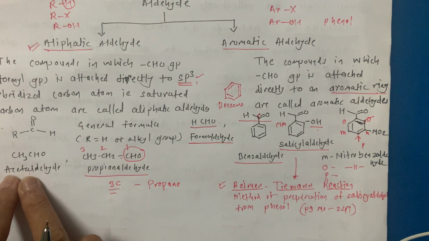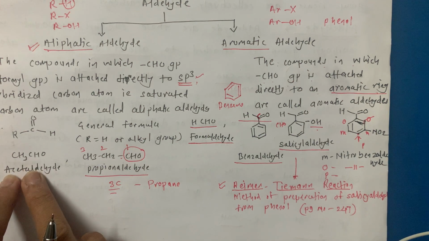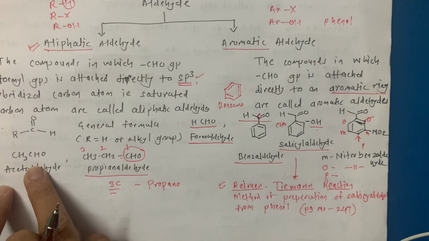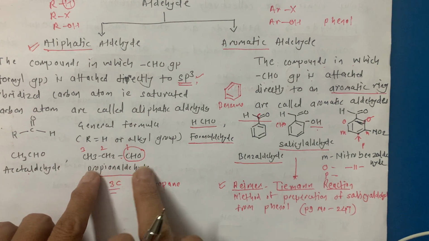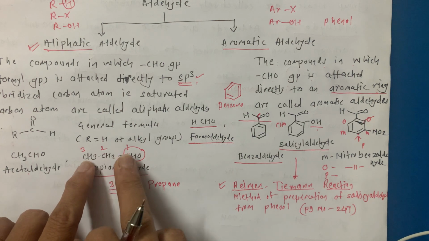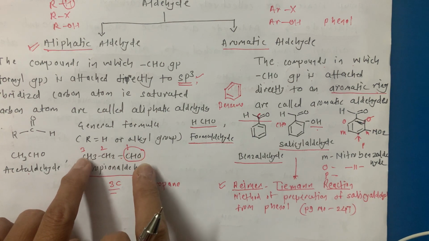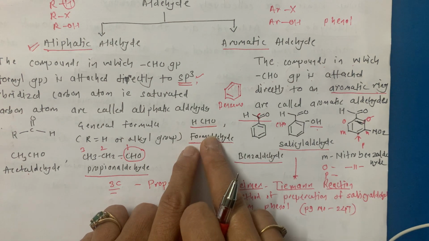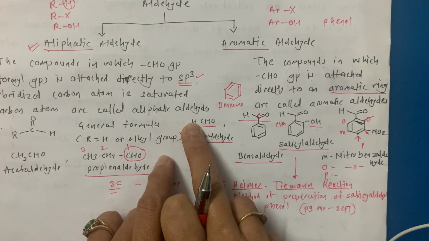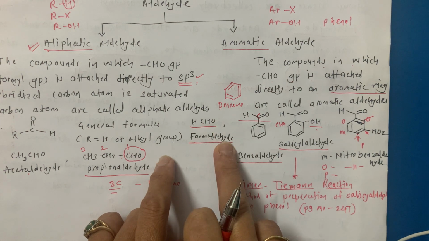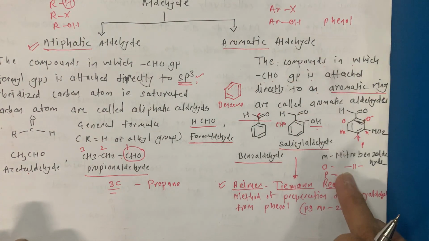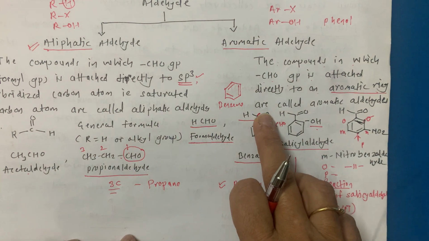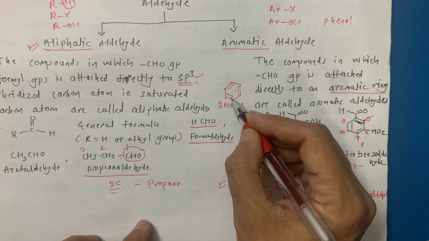We had seen these examples. This is the common name of ethanal, that is acetaldehyde. This is propanal, whose common name is propionaldehyde, and the IUPAC name is propanal. The first member is HCHO, when H is attached to CHO, that is formaldehyde, and all these are different aromatic compounds where the CHO group is attached to an aromatic ring.